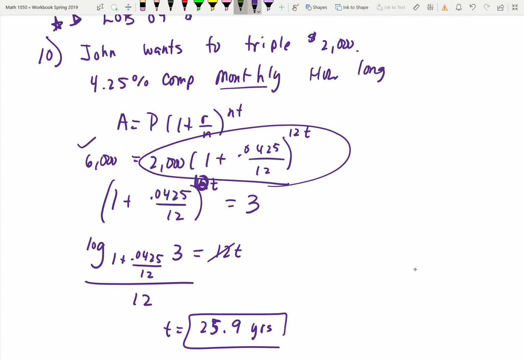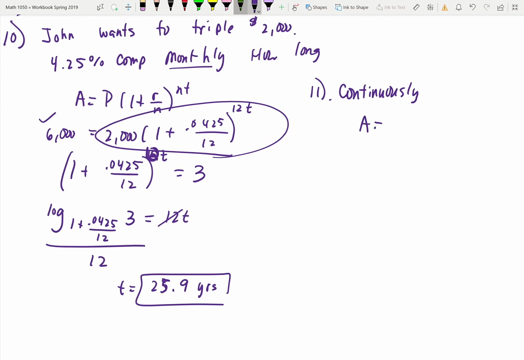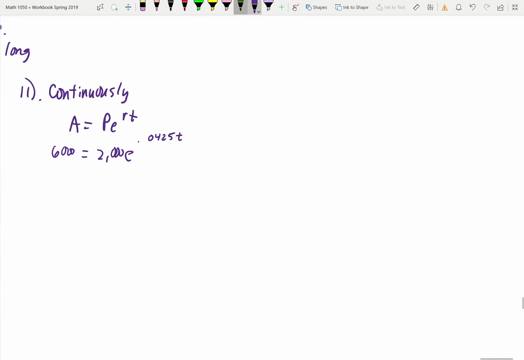Okay, same question, but now it's compounded continuously. Remember, if they ask you for the setup, this is what they want. Some people were like, yay, there's my setup. No, that's the formula. They don't want the formula, they want you to stick the things in the formula. So you want to take your original 2,000, you want to triple it to 6,000. That's e to the rate, which is 0.0425 times t. There's your setup.